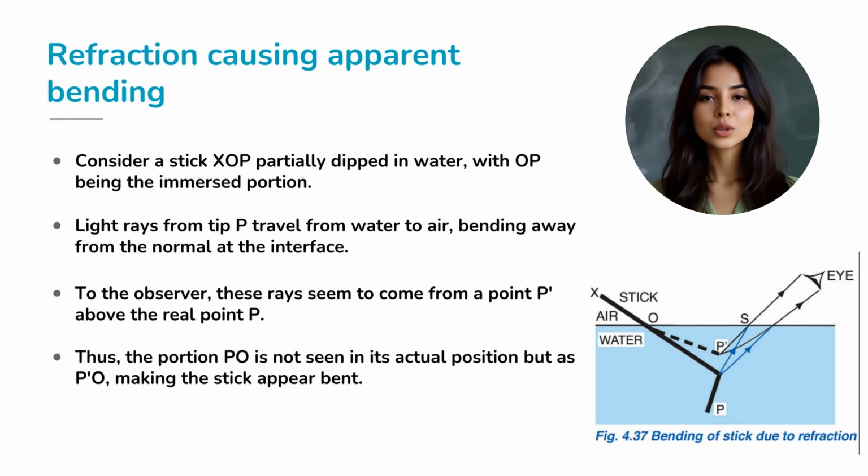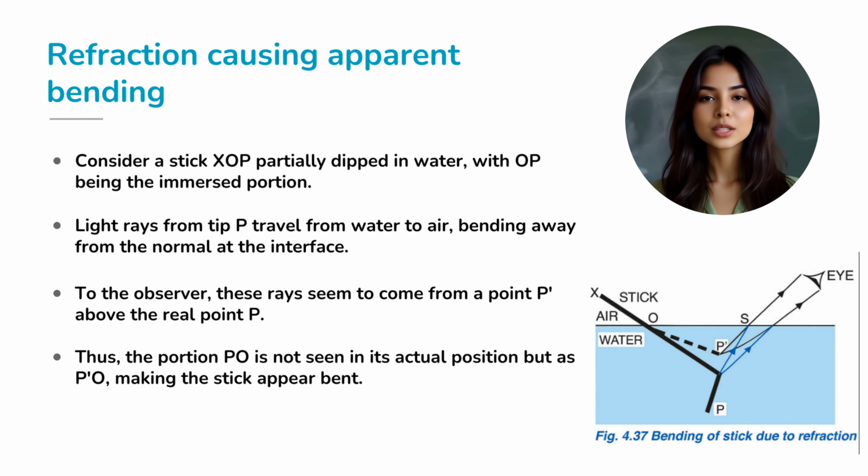Let's take a closer look with the help of a ray diagram. Imagine a stick marked as XOP, with the portion OP dipped in water. Light rays from the tip P travel upward, moving from water to air. At the water surface, these rays bend away from the normal due to refraction.